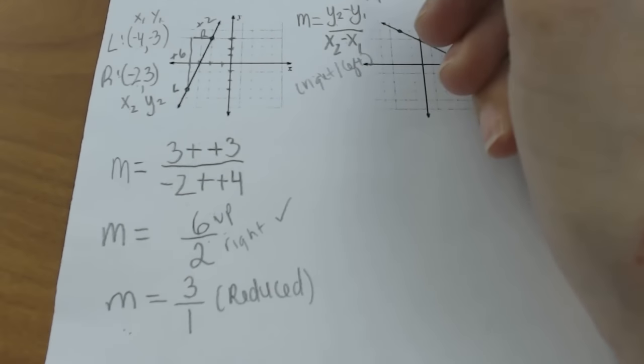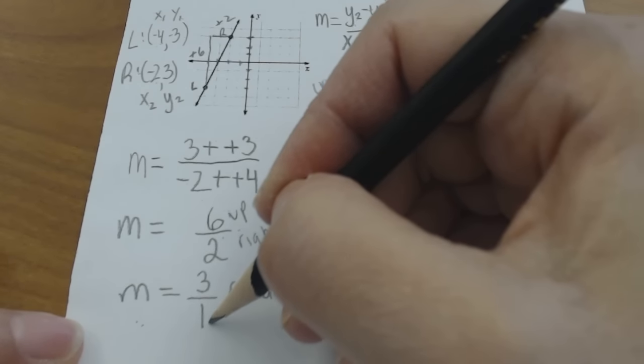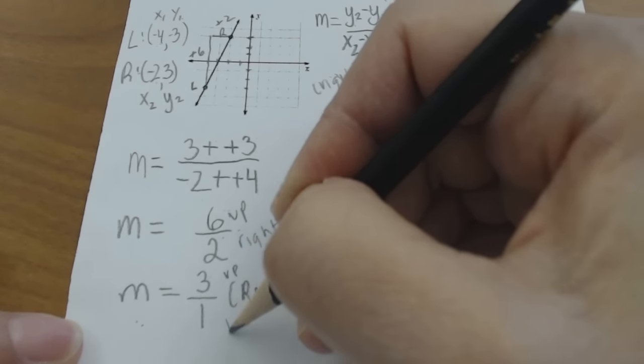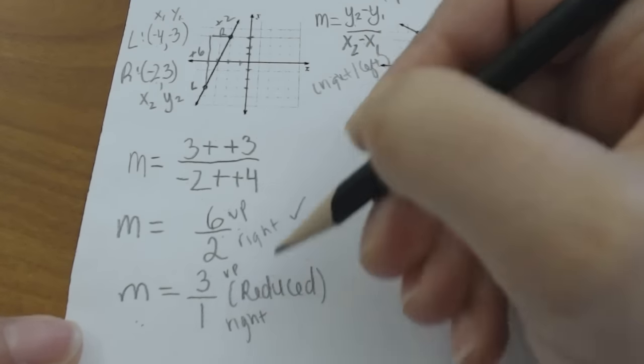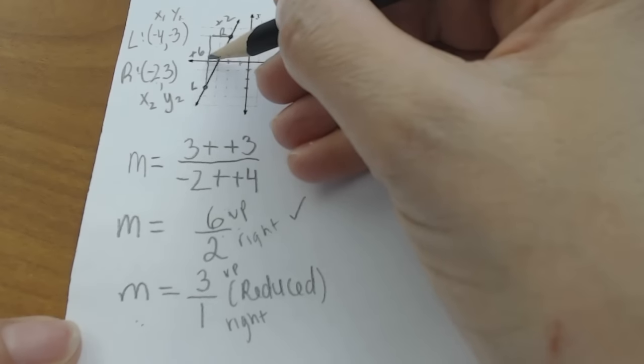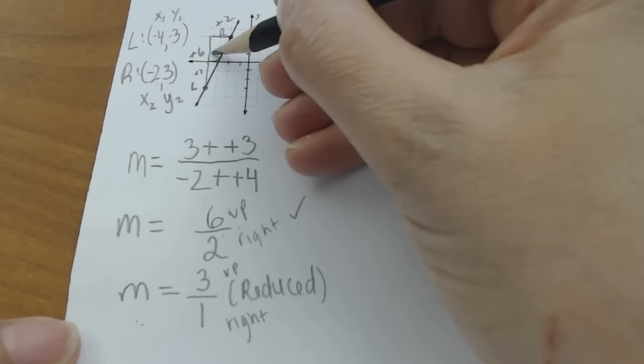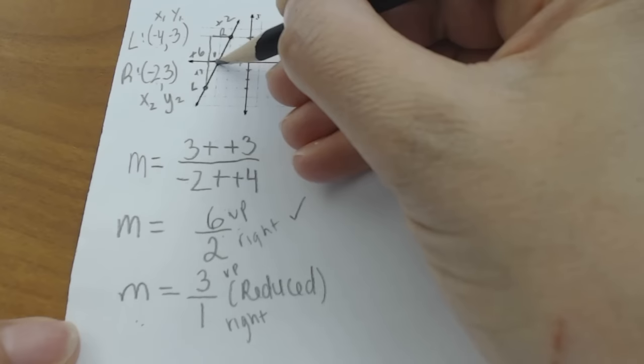Let's check out our 3 over 1. So our 3 over 1, we should be going up 3 and we should be going to the right 1. So let's go. Starting at our left point, let's count up 3. 1, 2, 3. I'm here. Let's go over 1. So we went up 3 over 1. I'm not quite there yet.